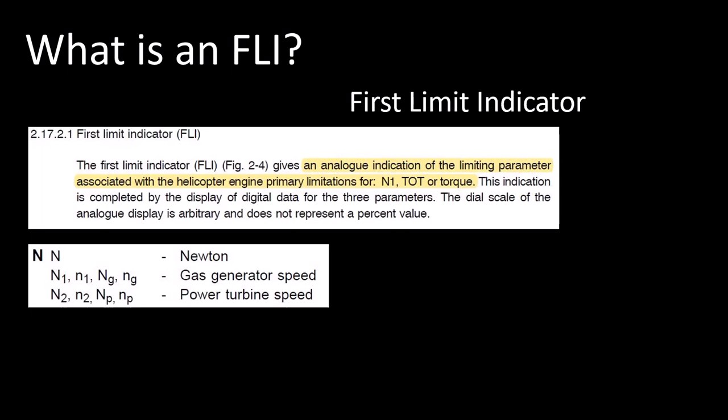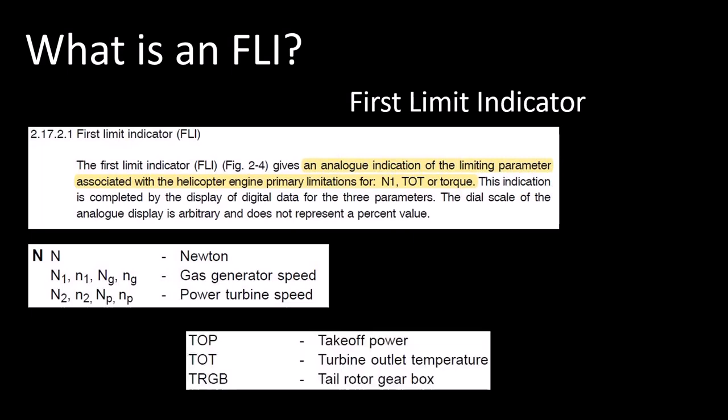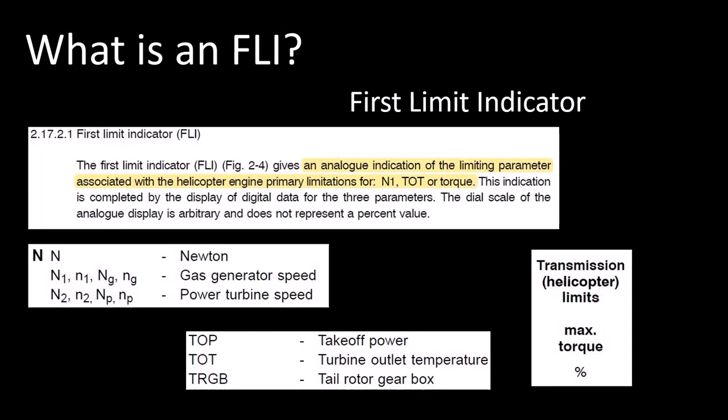So it could show you N1, which is the gas generator speed. It can show you TOT, which is the turbine outlet temperature. That's how hot your engine is. And then finally torque, which is pretty self-explanatory.